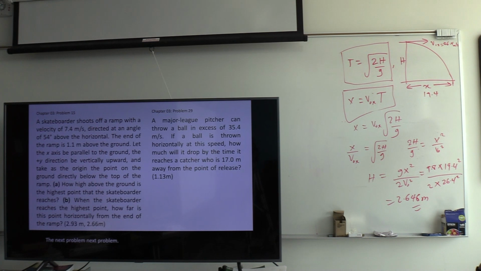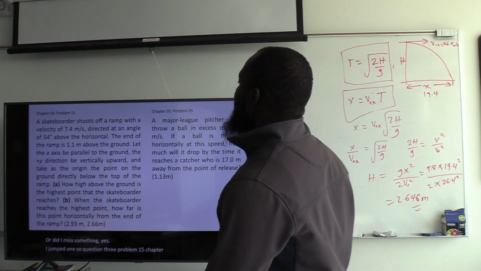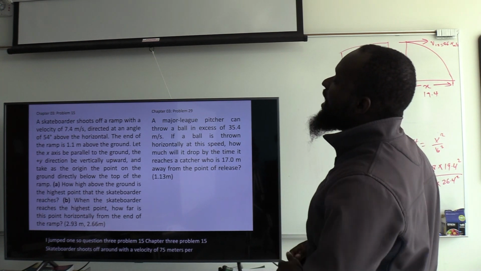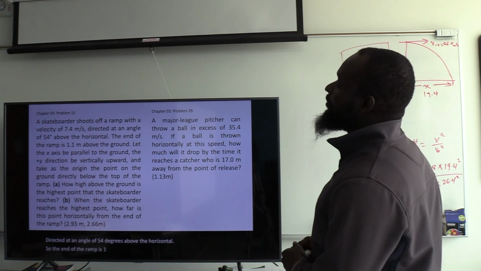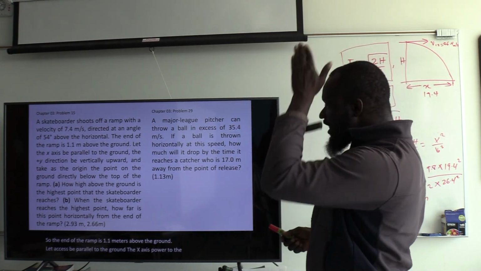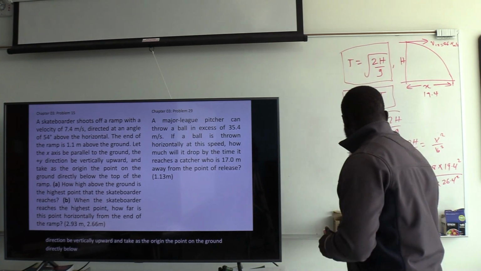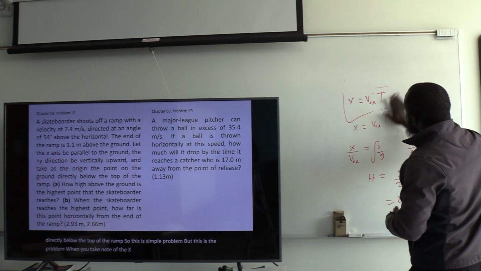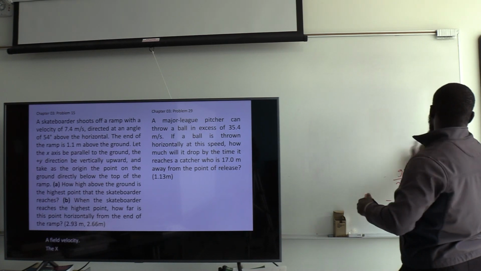Oh, did I miss something? Yes, I jumped one. So question 3, problem 15. Chapter 3, problem 15: a skateboarder shoots off a ramp with a velocity of 7.5 meters per second, directed at an angle of 54 degrees above the horizontal. The end of the ramp is 1.1 meters above the ground. Let the x-axis be parallel to the ground, the y direction be vertically upward, and take as the origin the point on the ground directly below the top of the ramp. This is a simple problem, but you take note of the x component and the y component of your velocity.